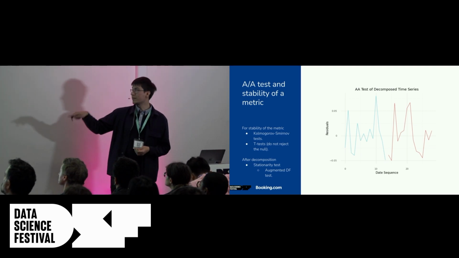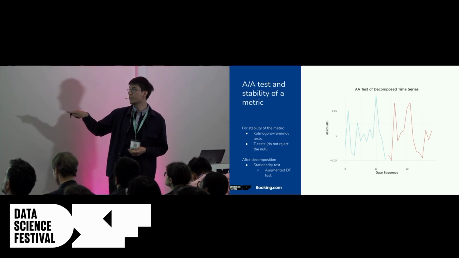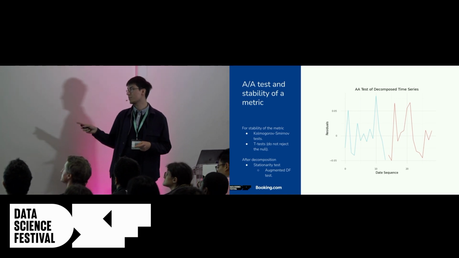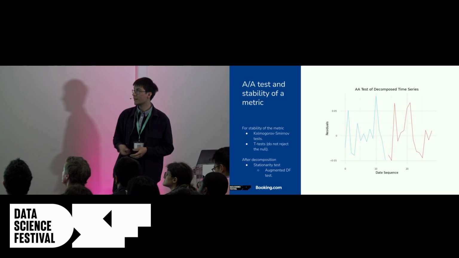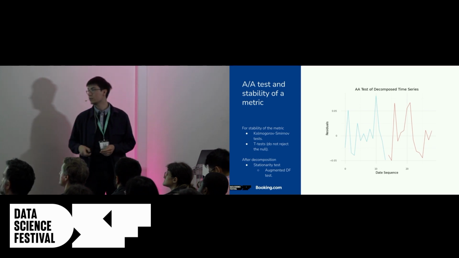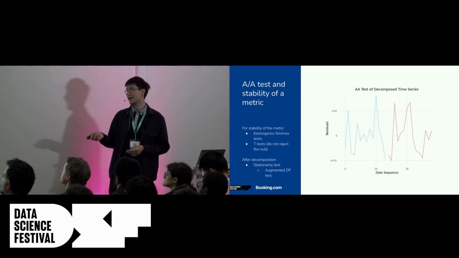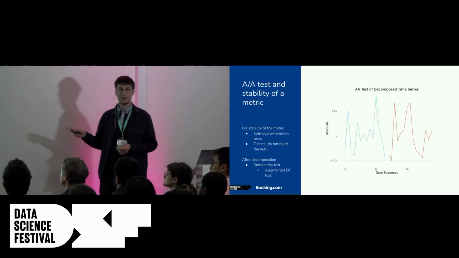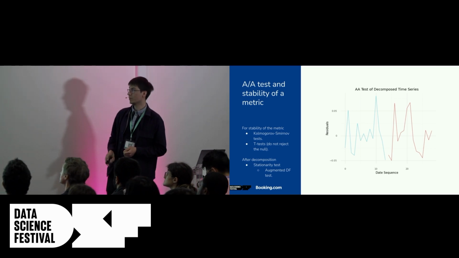And then we plot these residuals, and we split our date sequence into the pre-post parts, and then we do the Kolmogorov-Smirnov test, t-tests, where we don't want to reject the null, and a stationarity test. And this is just to ensure that our mean and variance are stable over time.